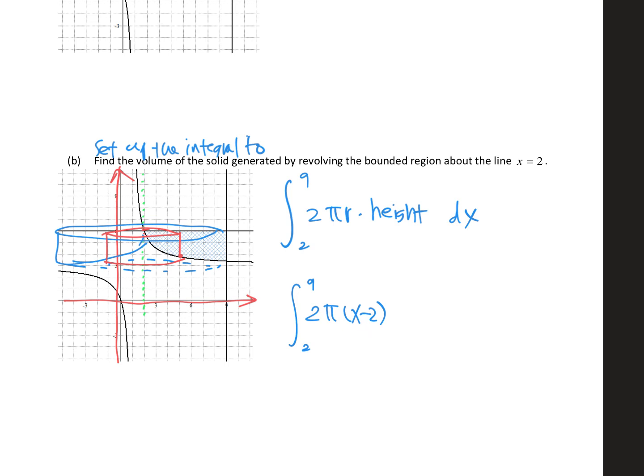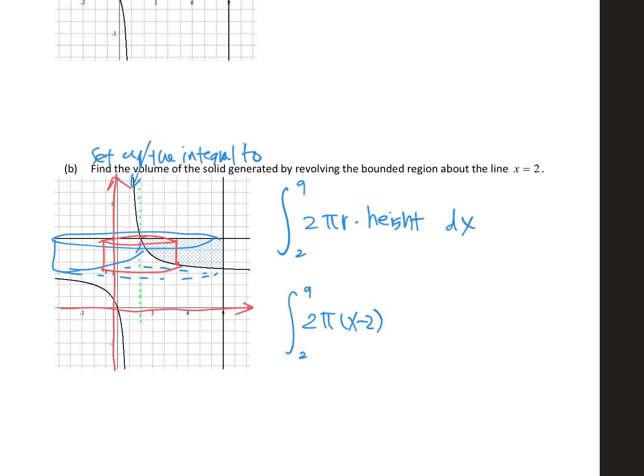Again, the function was this graph. The function 3x over x minus 1. So here we try to figure out the height of the shell. I can argue, isn't it just the top function minus the bottom function? I can say that. So the top function is 6. That was the line y is equal to 6. The bottom function is this curve, which is 3x over x minus 1. So I can say 6 minus 3x over x minus 1. So that's how I'll set up.